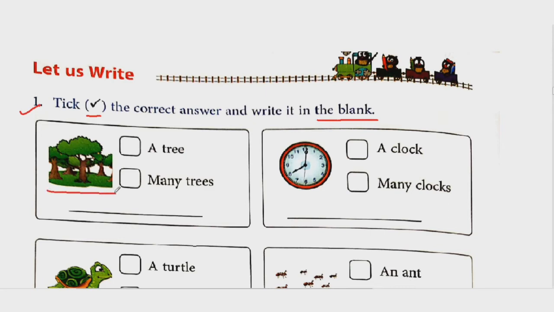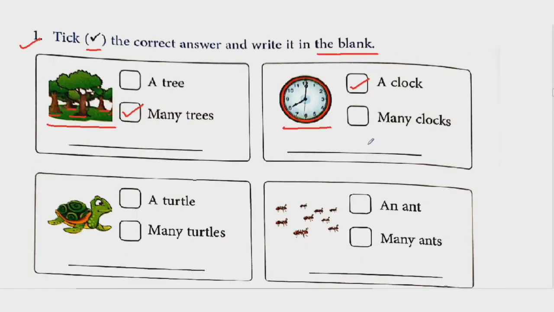Look at this picture. How many trees are there? One or many? There are many trees. एक से ज़्यादा trees दिख रहे हैं आपको यहाँ पे. So tick the option many trees. This is the picture of a clock. तो आपको clock एक दिख रही है या more than one? It is only one. So a clock. Next picture. Look at this. This is the picture of a turtle. So it is one in number or more than one? It's only one. So tick on a turtle.